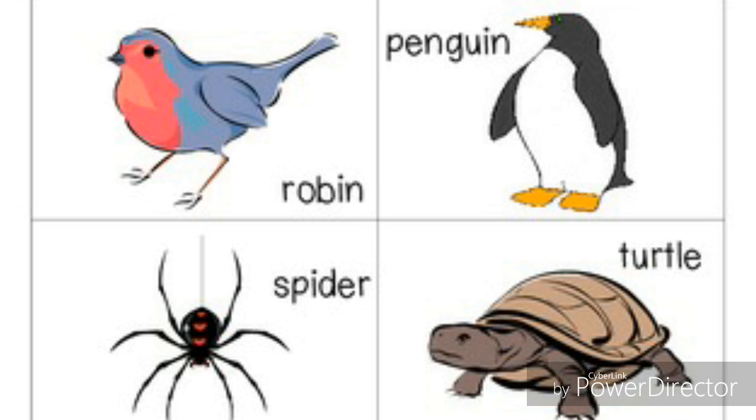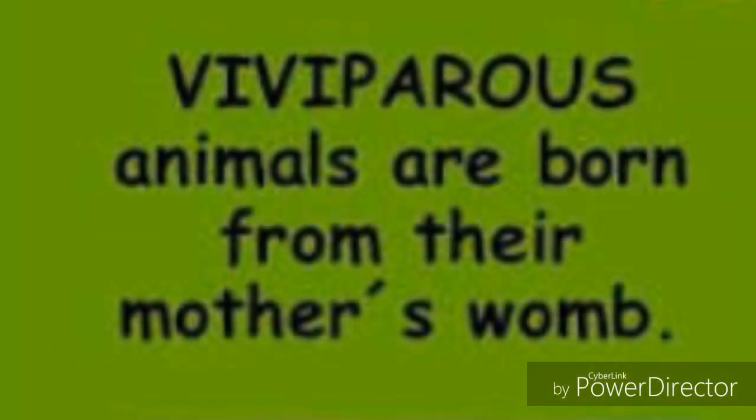Students, the examples that you see here, robin, penguin, spider, turtle, all these are egg-laying animals, oviparous animals. In nature, there are basically two types of animals, oviparous and viviparous. Oviparous animals are egg-laying.